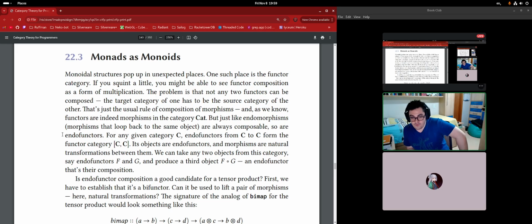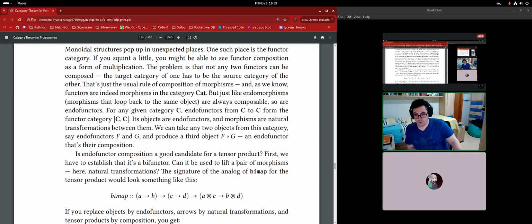Yep. Endofunctors, for any given category C, endofunctors from C to C form the functor category CC. Its objects are endofunctors, and morphisms are natural transformations between them. We also know that. We can take any two objects from this category, say endofunctors F and G, and produce a third object. So in this particular case, we are creating objects by composing things.